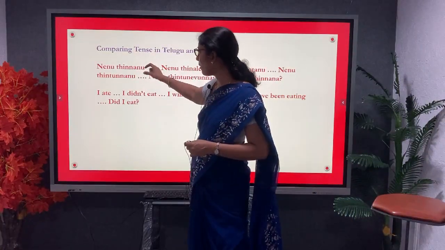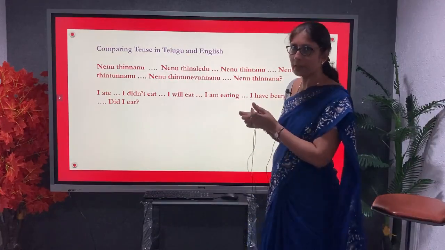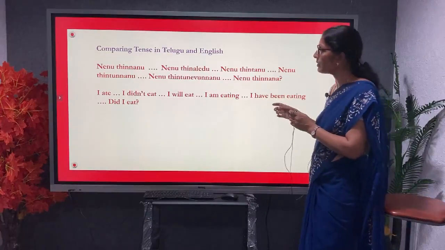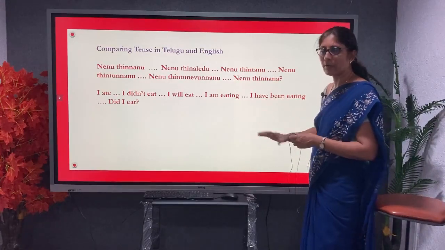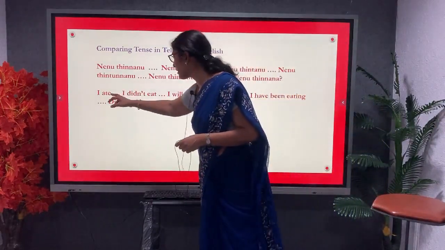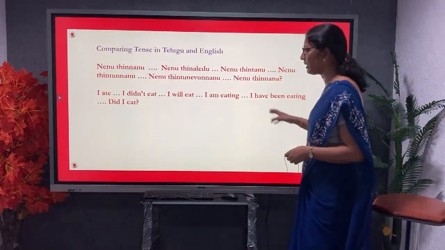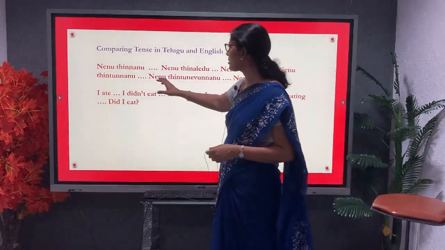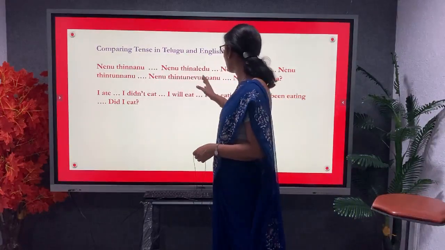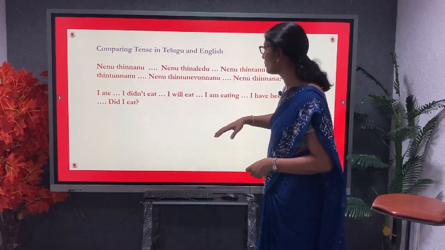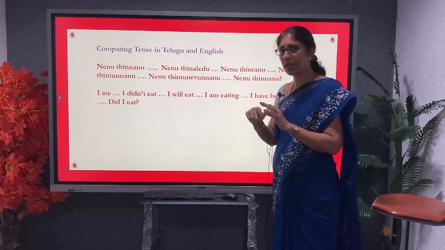See how here the verb takes different roles, different changes, different aspects. In the same way, in English also the verb takes different forms. Suppose: I ate, I didn't eat, I will eat, I am eating, I have been eating, did I eat. Here only the last part changes, the base verb form stays, and likewise in Telugu: తిన్నాను, తినలేదు, తింటాను, తింటూనే ఉన్నాను, తిన్నాను. So the last word is a little bit changed and we get all the forms.